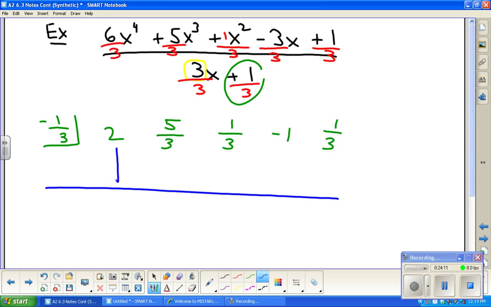So you bring the 2 down, right? And then the process says multiply that by the thing in the box. So 2 times negative 1/3 is negative 2/3. All right, and when we do the addition, 5/3 and a minus 2/3, how many thirds? 3/3, which is just, boom, 1. Positive, right, because it's 5/3 minus 2/3. And then we multiply the 1 by the negative 1/3. So negative 1/3, add those two.